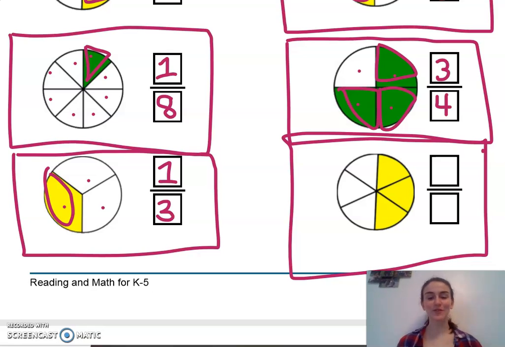All right, guys, we're going to go over this one together. All right, so our denominator, we're filling in on the bottom, and it's how many pieces there are total in this whole shape. So we have 1, 2, 3, 4, 5, 6 pieces in our circle. 6 goes in the denominator. All right, and how many pieces are shaded? Well, we have 1, 2, 3 pieces that are shaded, so 3 goes in our numerator, okay? So our fraction would be 3/6, okay? Nice job, guys.